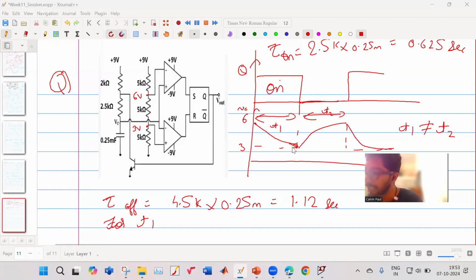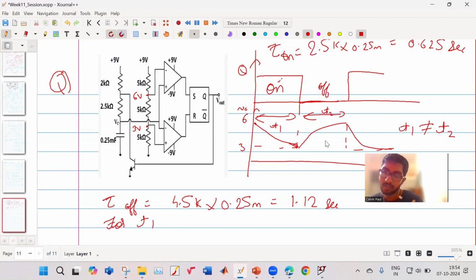here it is an exponential rise or decay, and the time constants for when it is on and when it is off are different. So although they are changing from 6 to 3, the time constants are different. Because the time constants are different, the times T1 and T2 will not be equal.